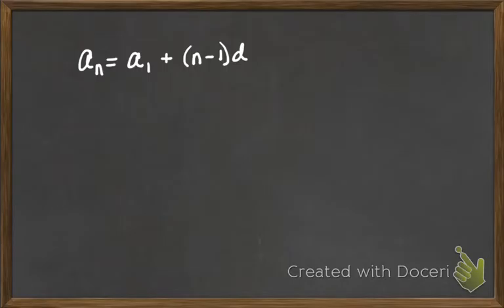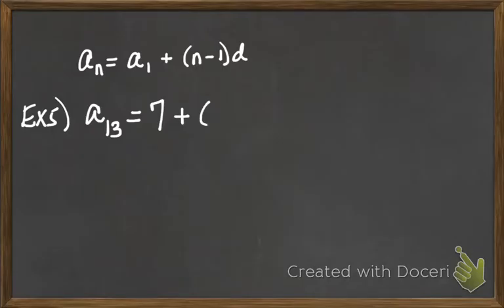So in example 5, using that formula, what term are we looking for? Find the what? The 13th term. So we're looking for a sub 13. We need to know what the first term is. They've given us that the first term is 7. N is 13 because you're looking for the 13th term. So n is 13. So you'll have 13 minus 1. And they're telling you that your common difference is 4.